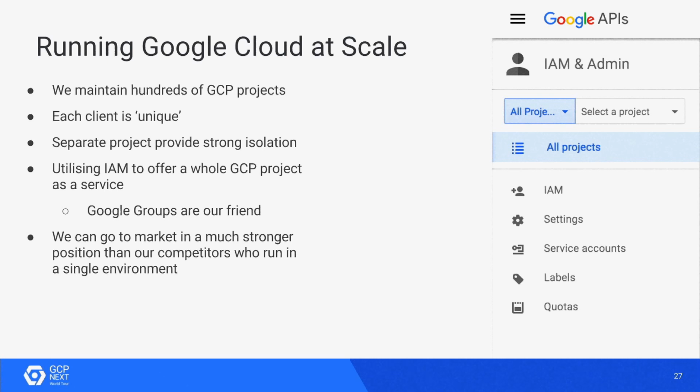We make use of Google Groups to do the permissioning and keep things sane. And we go into the market in a much stronger position than some of our competitors because of this architecture. We don't have to worry about all the complexities of running multi-tenant servers and making sure the sharding and partitioning is right. We essentially inherit the Google Cloud setup and have orchestrated around that.